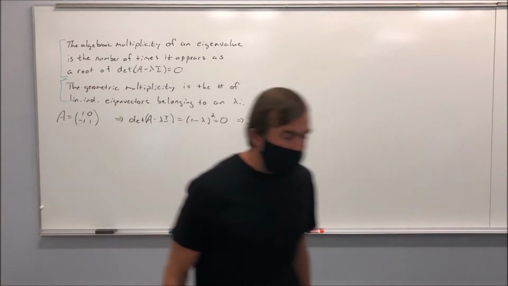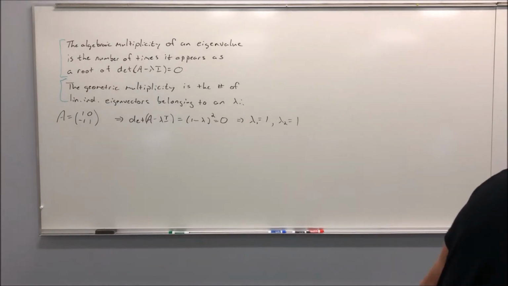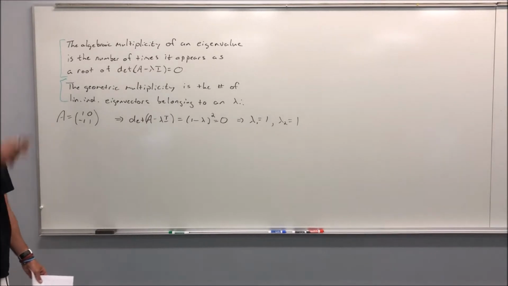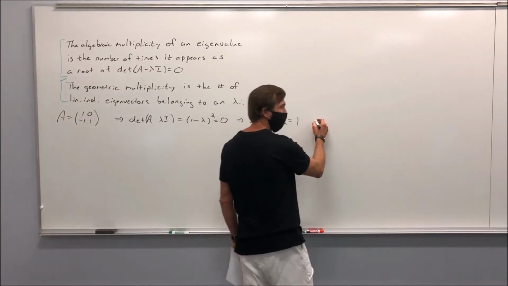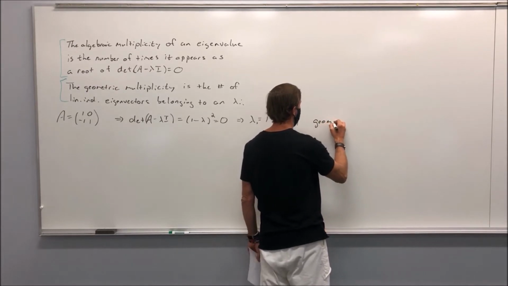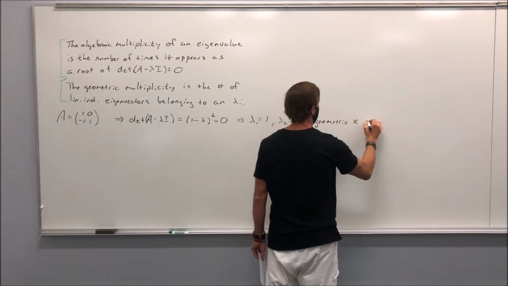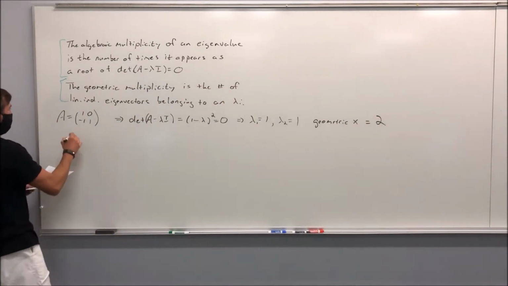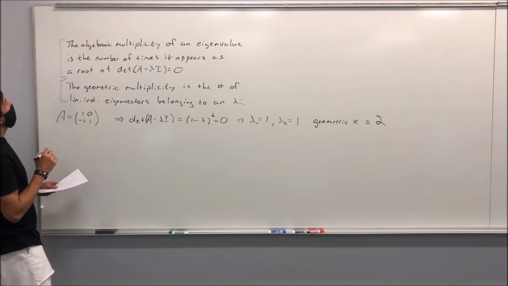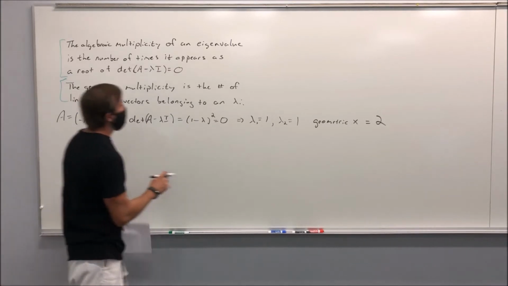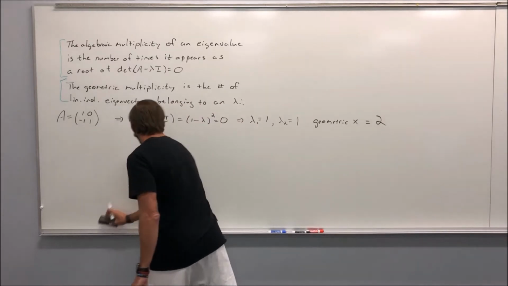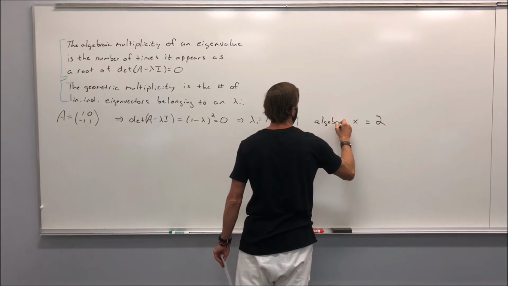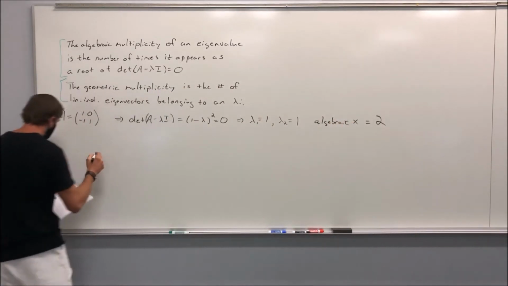So, Zan, what's the algebraic multiplicity of the eigenvalue lambda equals 1? It's 2. Good. That was a good question. Okay, now let's see what the geometric, no, sorry, that's algebraic, not geometric. I was writing the wrong words. That's the algebraic. Now let's investigate the geometric.